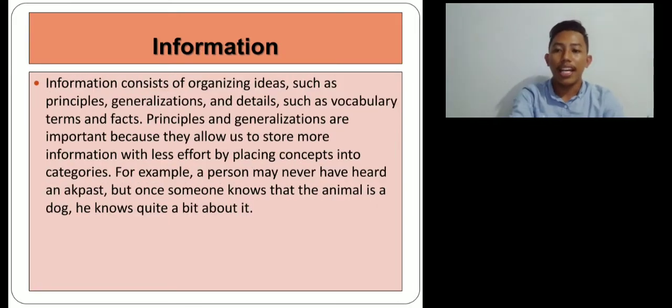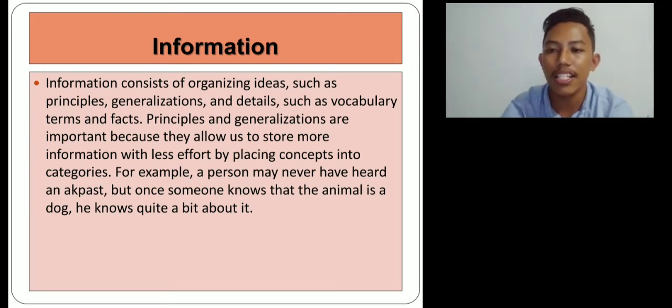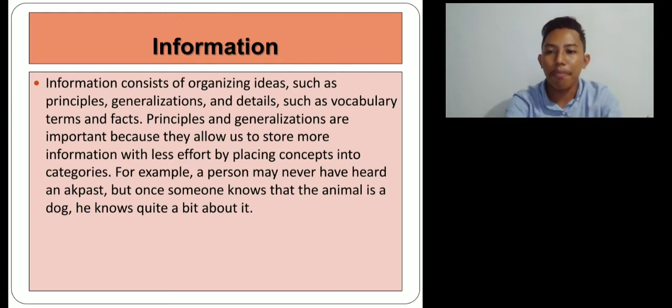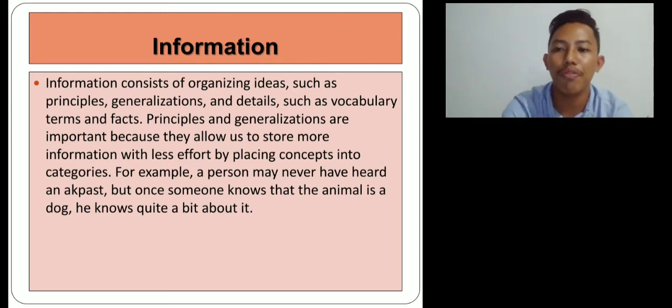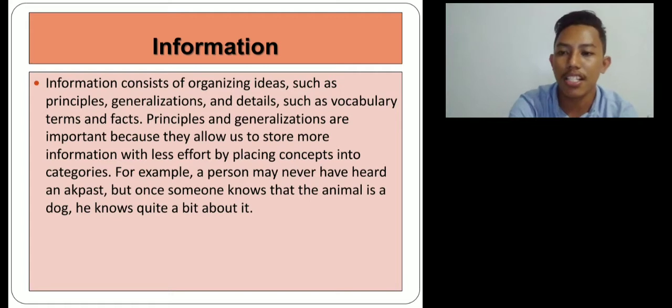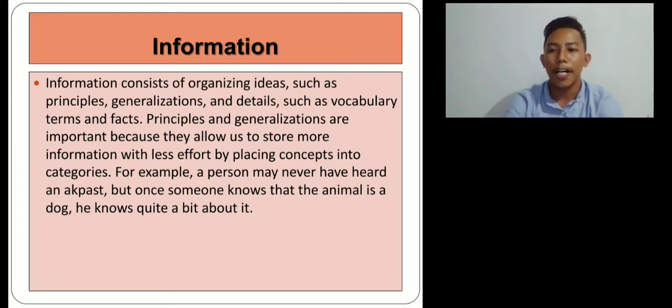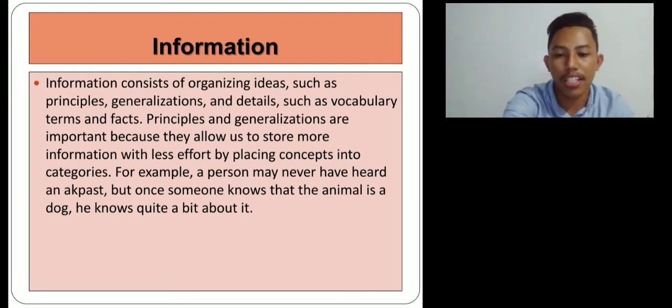So information. Information consists of organizing ideas such as principles and generalizations, and details such as vocabulary, terms, and facts. Principles and generalizations are important because they allow us to store more information with less effort by placing concepts into categories. For example, a person may never have heard of an akpast, but once someone knows that the animal is a dog, he knows quite a bit about it. So information will help the student store more information or more knowledge about a certain thing.